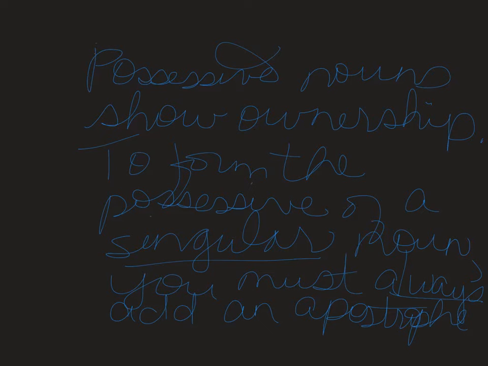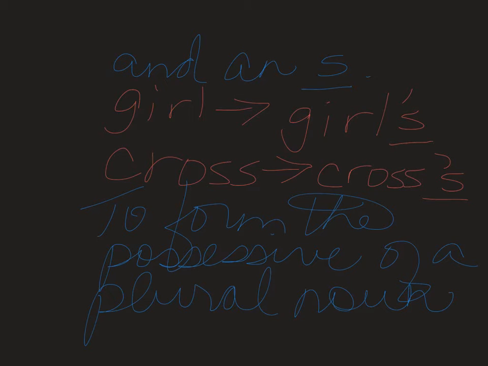To form the possessive of a singular noun, you must always add an apostrophe and an S. Girl becomes girl's, G-I-R-L apostrophe S, and cross, even though it already ends in two S's, becomes cross's. So you keep the two S's you already had, and then you add an apostrophe and another S. This is true with all singular nouns. Nouns that represent one item, you add an apostrophe S regardless of how they end.